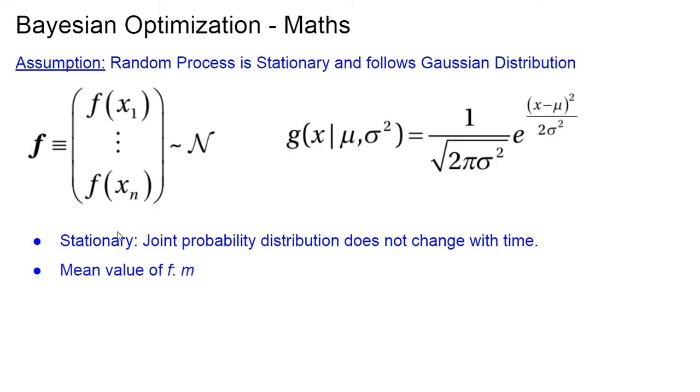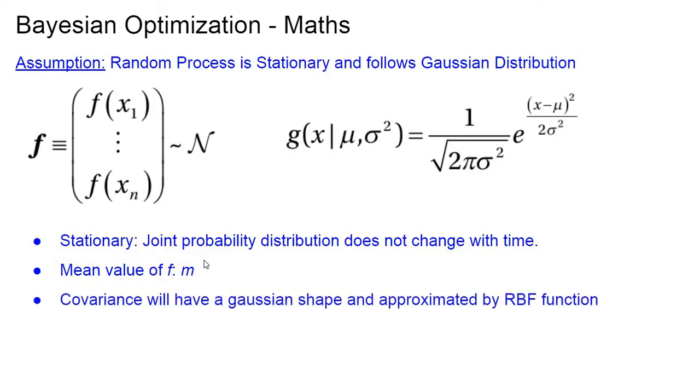The mean value of this particular array is m, and the covariance is going to be approximated with an RBF kernel function. We have seen RBF kernel functions when we did the SVM lectures. In this particular case, we are going to be using the same RBF function, which is represented by a large K. So it's a covariance between multiple points. That's the basic mathematics. Now we're going to go and extend this.